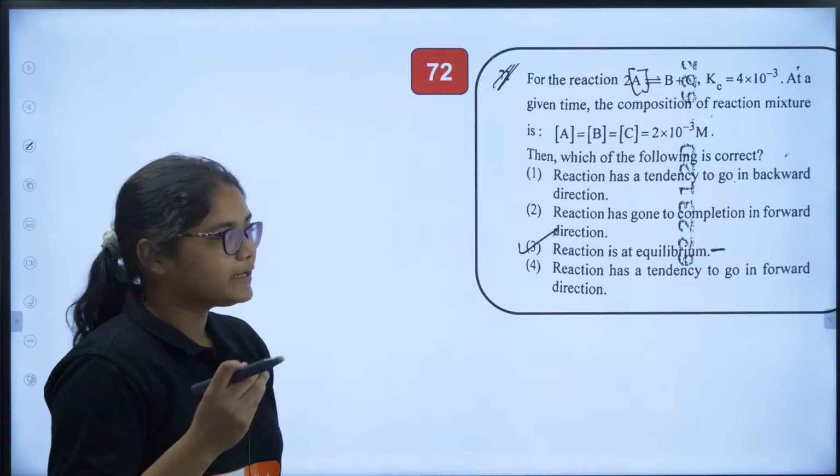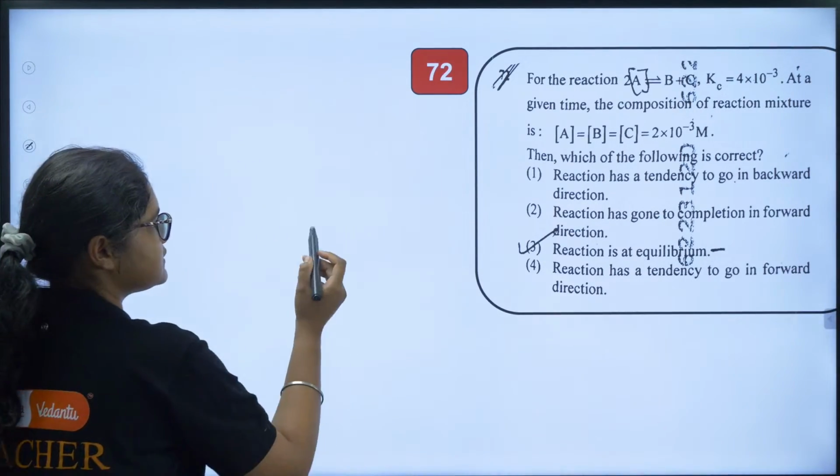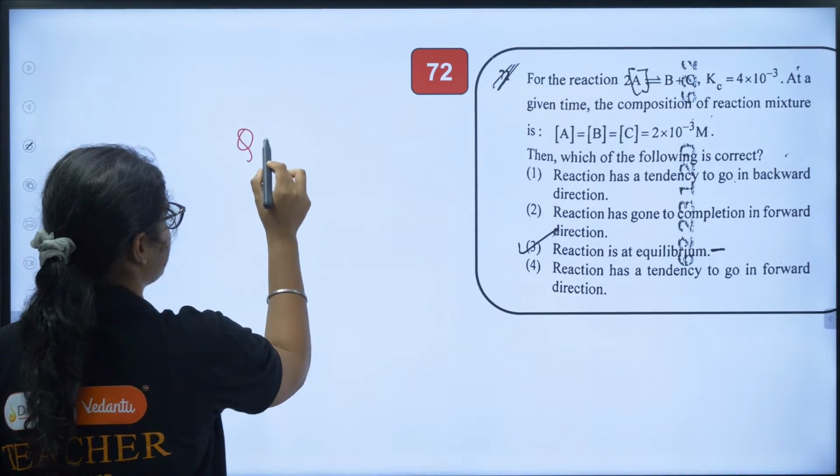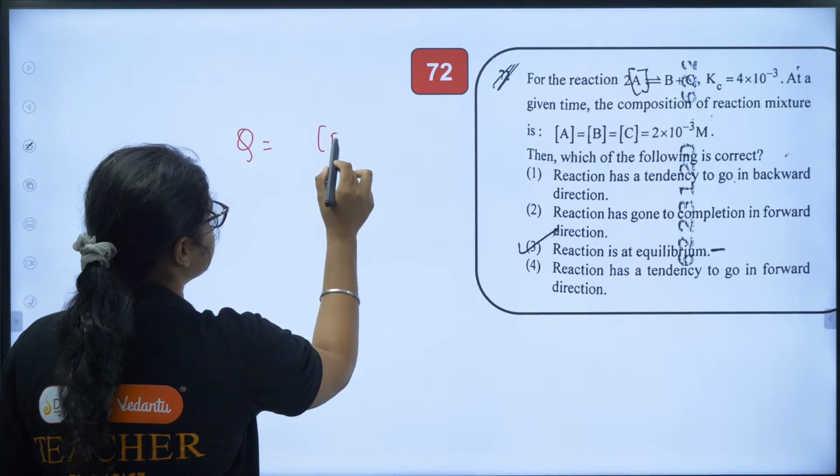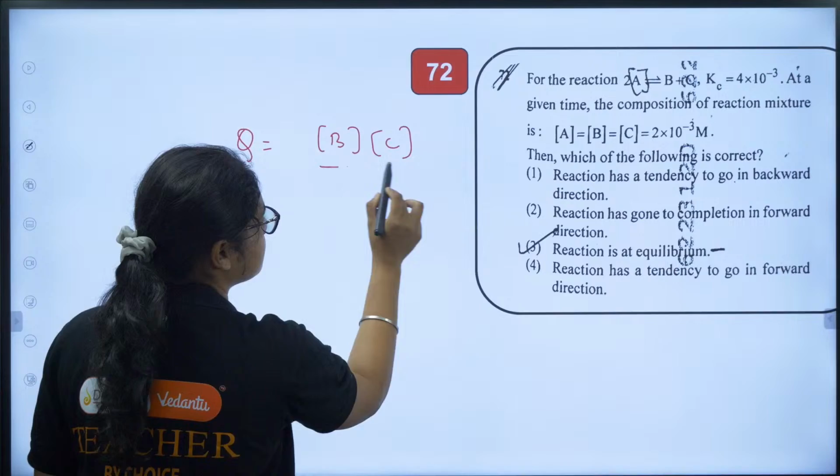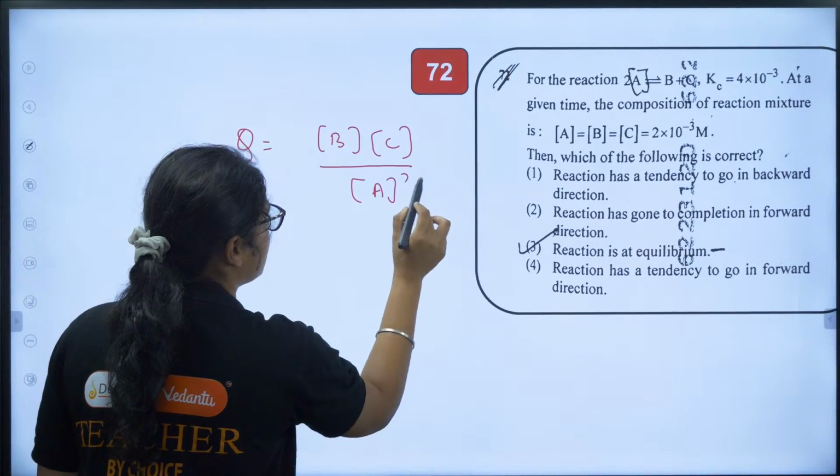This question involves a little calculation. So if you solve here, what is the question that is given? First we have to find the reaction quotient, right? So the reaction quotient will be the concentration of B times the concentration of C divided by the concentration of A to the power of 2.